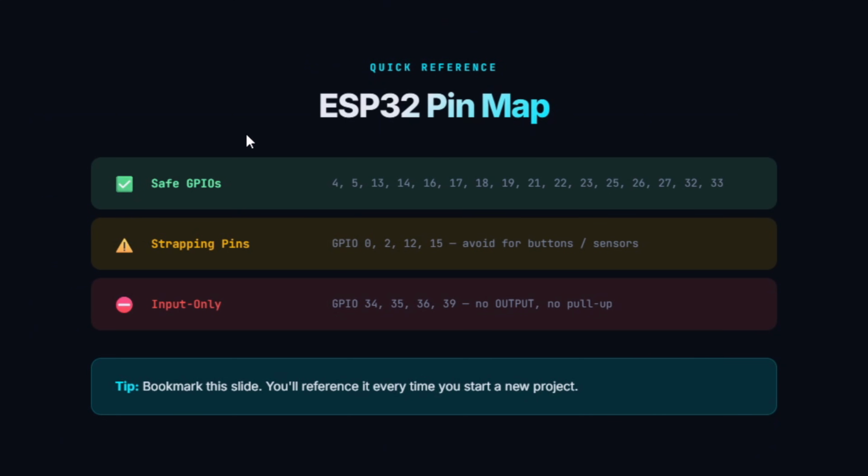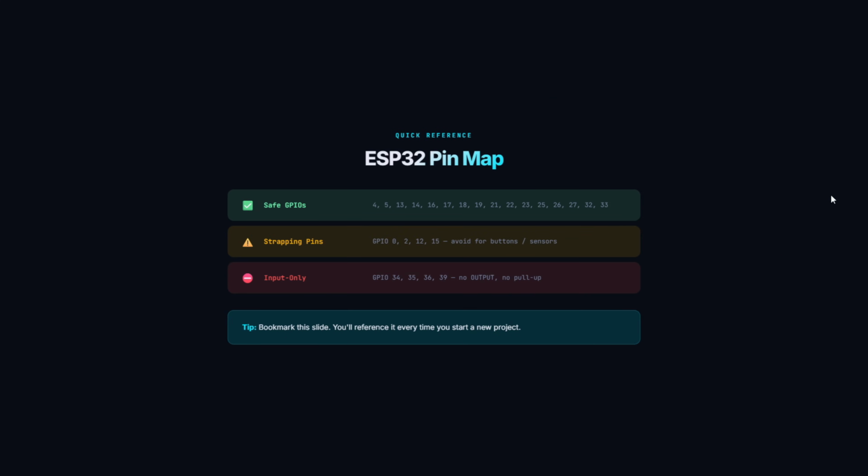Some pins are considered safe, like 4, 5, 13, 14, 16, 17, 18, 19, 21, 22, 23, 25, 26, 27, 32 and 33. Those are safe pins we can use as input or output. Some are strapping pins, which we should try to avoid, and some are input-only, so we can use them to take input from a sensor. So please save this, and when you design your circuit you have to consider it. So that is the reference.